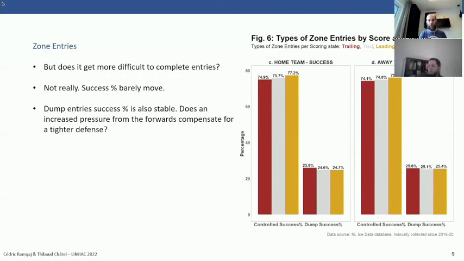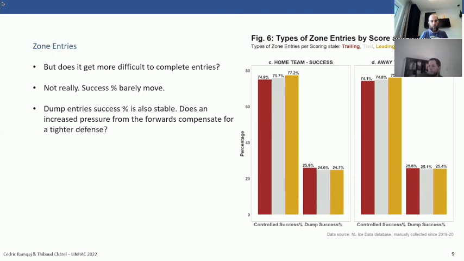But the second part of the equation is that, okay, the teams are still trying to control as much as before, but they're supposed to have less success, right? Because the defenses are playing tighter and tighter. And again, the difference is not that huge in the data. So there is a small drop in terms of success percentage, but like for home team, it goes down from 77% success percentage when you're leading to 75% when you're trailing. That's just 2 percentage points. And it's even less for away team.